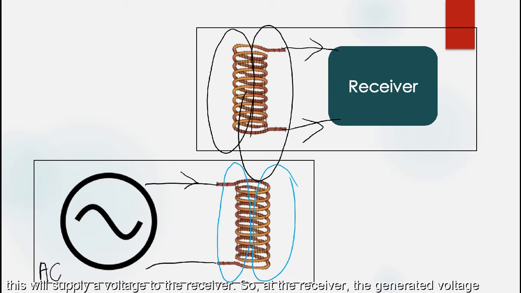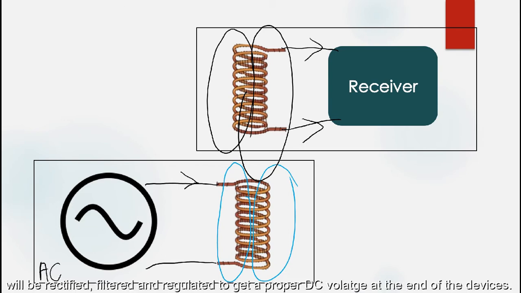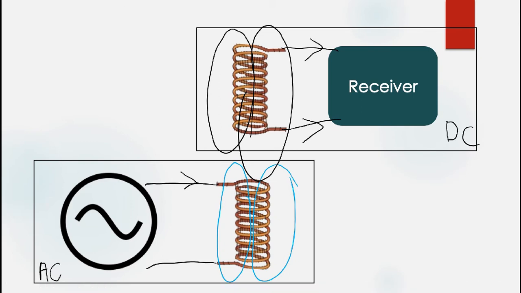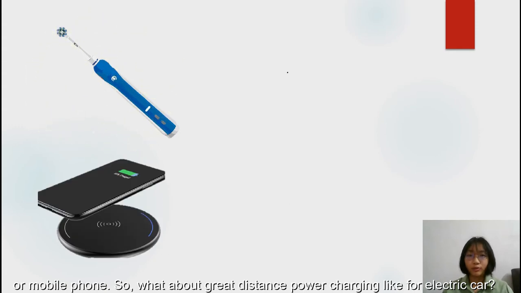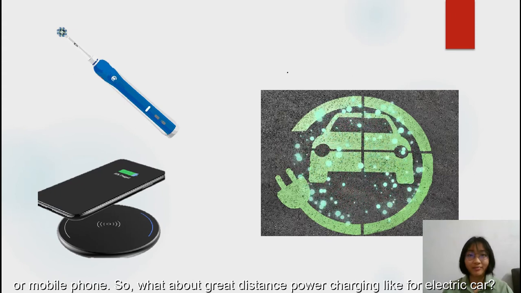When the magnetic flux is produced, this will supply a voltage to the receiver. At the receiver, the generated voltage will be rectified, filtered, and regulated to get a proper DC voltage at the end of the devices. This usually works well for short-distance power charging like electric toothbrush or mobile phones. So what about great-distance power charging like for electric car?